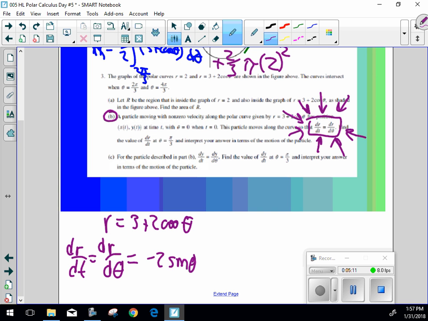This dr/dt is my answer. So why are people pointing right now? It's really weird. I'm going to put -2 sine, and we're going to put in pi over 3 for theta.